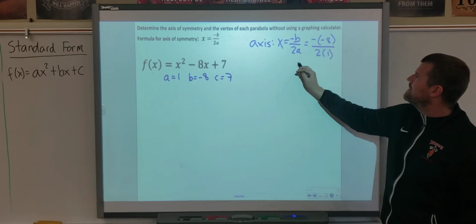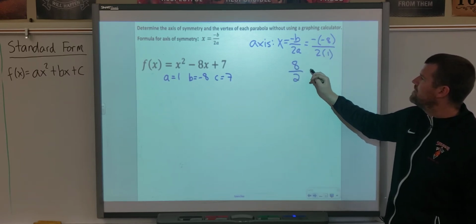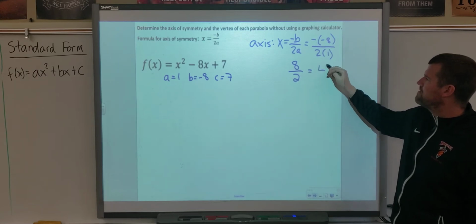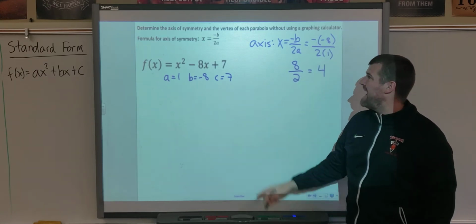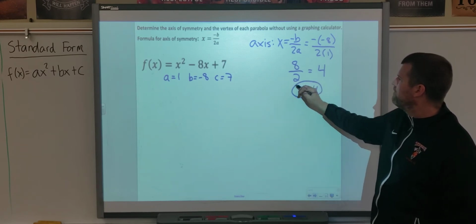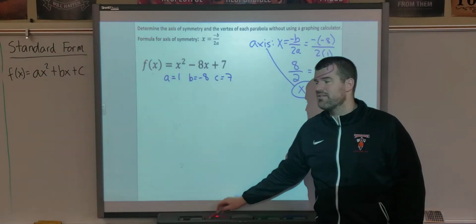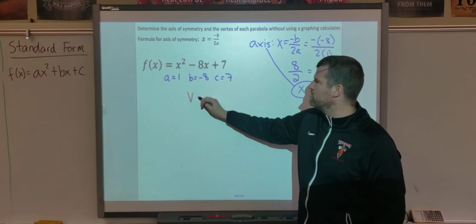Negative negative 8 is positive 8. 2 times 1 is 2. And 8 divided by 2 is 4. So my axis of symmetry is x equals 4. Okay? Well, if I know my axis of symmetry, which part of the vertex do we already know?